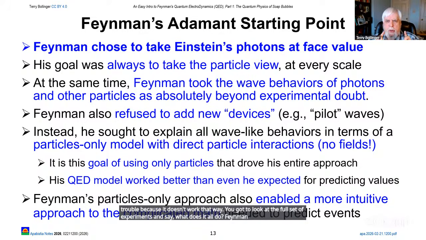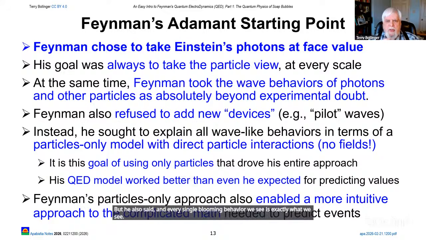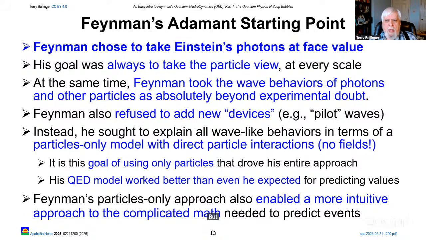Feynman was good at two things. He took an adamant viewpoint and said, these things are particles. But he also said that every single behavior we see is exactly what we see. So when you see the interference, it's the interference. There's never been any deviation from that. When you take an individual photon, it still does it. So he said, take them both seriously. This is what Feynman did that no one had done before. He took this idea that they are particles, as Einstein said, but something strange is going on here, producing these new behaviors.